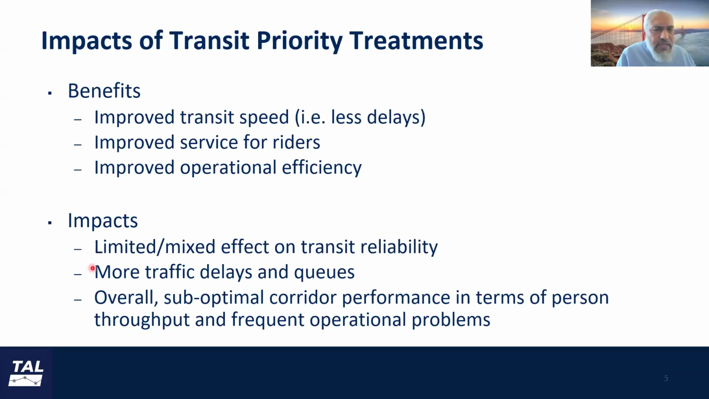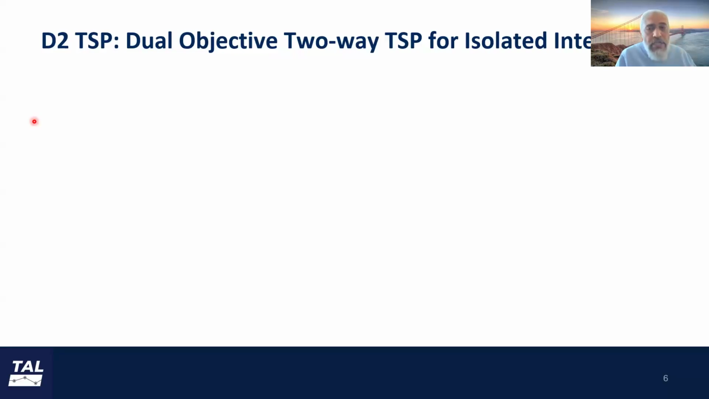Also, there are some negative impacts on the general traffic and the queues, because sometimes we have a near side stop and the streetcar or the bus is serving passengers on and off, and the green extension is kicking in. It of course maxes out, and nobody is utilizing this capacity of the intersection. So obviously it has a negative impact on the general traffic. And overall, you have suboptimal corridor performance in terms of person throughput. And also, there are some frequent operational problems. On those corridors where TSP is implemented, you still see bunching, you still see overcrowding, and other problems and issues. So here comes our solution.